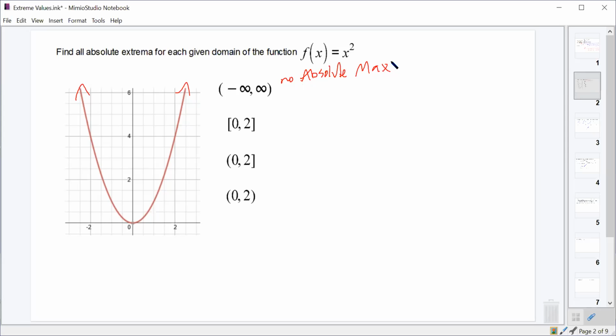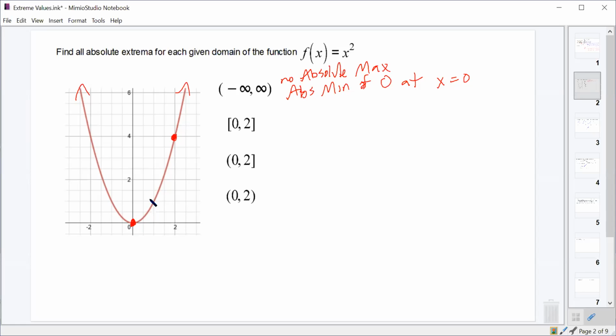What about an absolute min? There's a min of 0. Yep. So we have an absolute min of 0, and where does that occur? At x equals 0. Good. Everybody feel okay about those on negative infinity to infinity? Hopefully. What if we change it to the closed interval from 0 to 2?